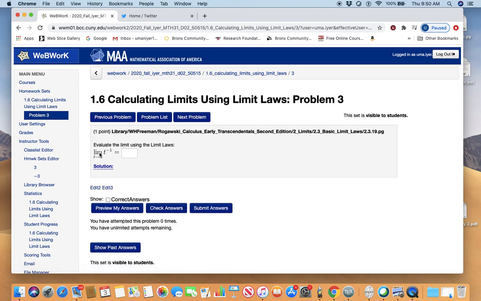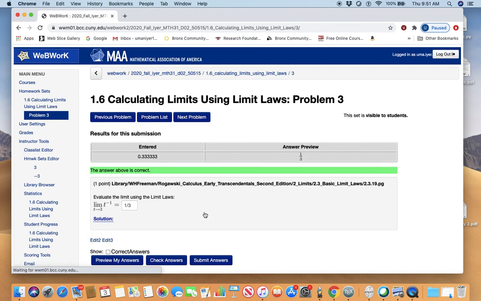Next, limit t approaching 3 of t inverse. Notice t inverse tells me it is 1 over t, which is a rational function. A rational function is a polynomial function over a polynomial function. Regardless, if the number in question is in your domain, then you have no problem. 1 over t is 1 over t. When you plug in 3, you get 1 over 3.